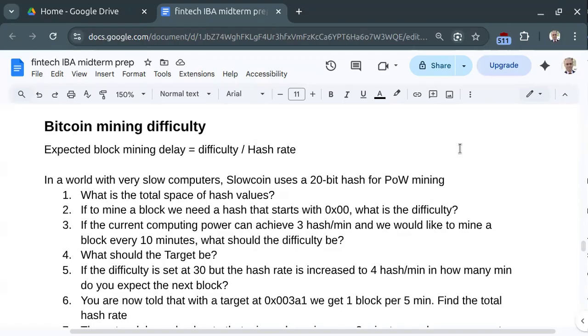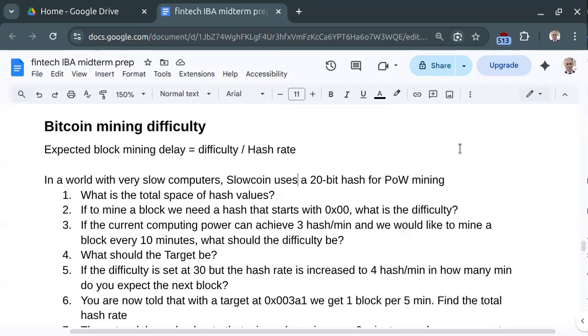So the higher the difficulty, the more delay we expect to have until we find the next block. The higher the hash rate, the smaller the delay we expect. Makes sense, right? If I throw a lot of hash rate into Bitcoin mining, I'm going to get the next block faster. So the hash rate goes in the denominator. This is the basic equation we need to remember so we can solve problems here.